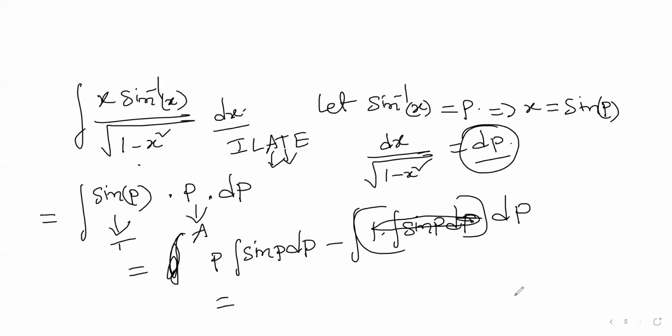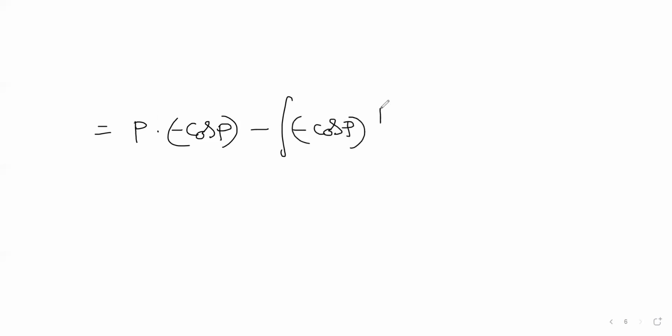So p sine p: p into the integral of sine p, which is negative cos p, minus integral of p's derivative, 1, times negative cos p dp. Minus of minus is plus, so we get minus p cos p plus integral of cos p, which is sine p, plus constant.